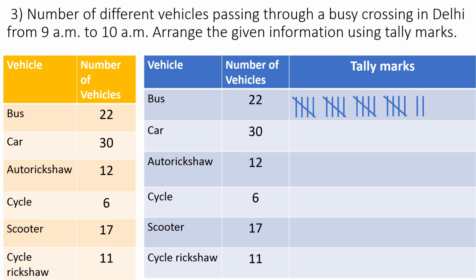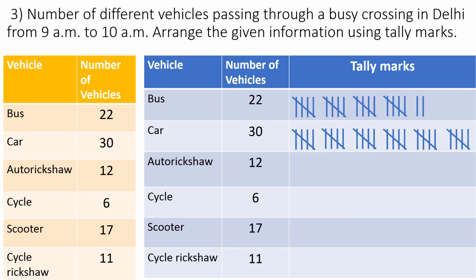There are 30 cars. So draw 30 lines. 1, 2, 3, 4, cross fifth line. 6, 7, 8, 9, cross line for 10. 11, 12, 13, 14, cross line for 15. 16, 17, 18, 19, cross line for 20. 21, 22, 23, 24, cross line for 25. 26, 27, 28, 29 and cross line for 30.